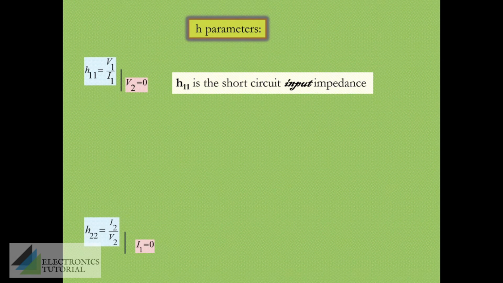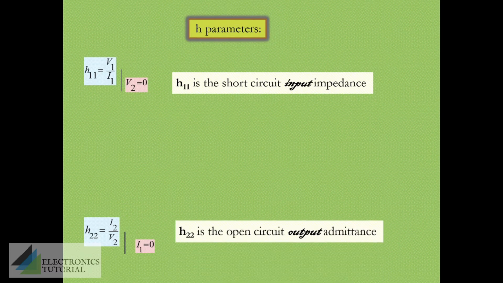The next term, H22, is seen in the output port and the relation is I by V. The relation I by V indicates that it is an admittance term and it is obtained by open circuiting the input port. So we'll term it as open circuit output admittance.